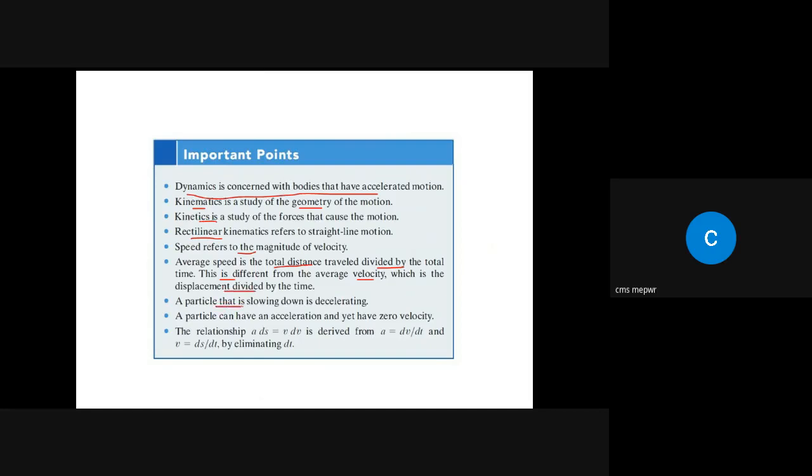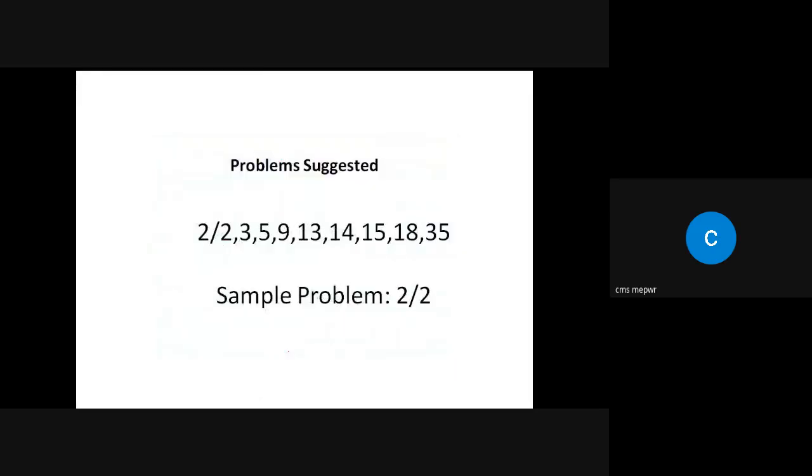If a particle is slowing down, its velocity is decreasing, so we will not use the word accelerating; rather we will use the word decelerating, so it will be having deceleration. There can be a case when we have zero velocity, but the particle still has an acceleration. So a particle can have an acceleration and yet have zero velocity. And then this relationship a ds = v dv is basically derived by combining these two equations and eliminating dt from them. Okay, यहाँ तक समझ आ गई ये सबको?